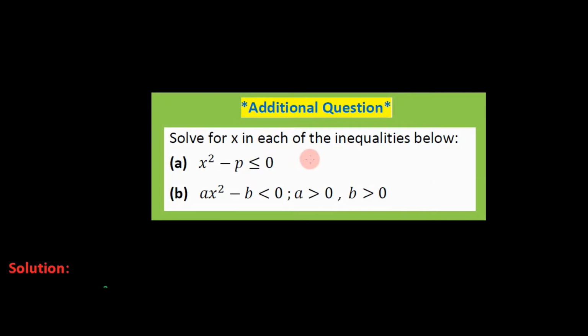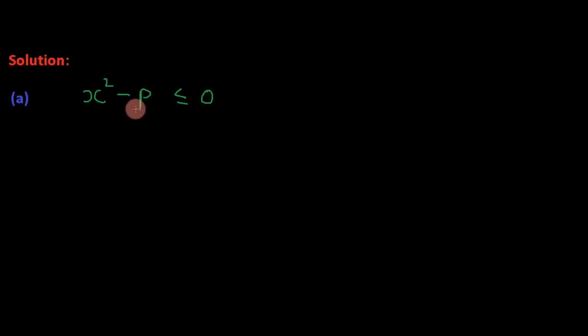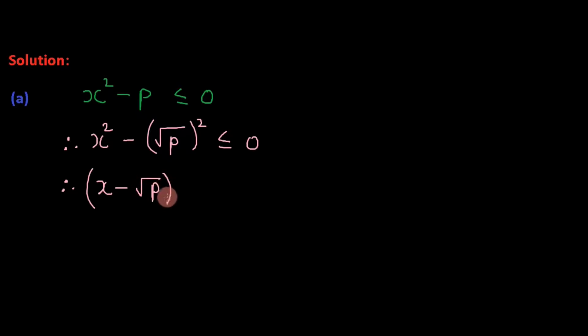Let's look at your answers to the additional question here. In the first one, we have x squared minus p less than or equal to 0. We can turn the left-hand side into a difference of squares by writing it as follows: x squared minus the square root of p all squared less than or equal to 0. Now we can factorize the left-hand side as a difference of squares. It's going to be x minus the square root of p times x plus the square root of p less than or equal to 0. We can now draw a parabola.